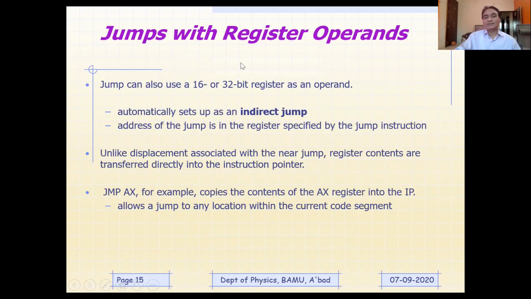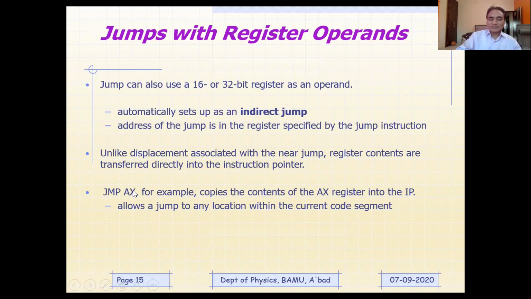Now in this particular instruction, the displacement address is not going to be explicitly given in the statement. It is going to be in the register. That is why it is called a jump with register operand. Like you can see the example, jump AX. What does it mean? It means that program execution would be transferred to that memory location whose address is in the AX register. This can be jump BX, jump CX, DX, whatever. So here the jump address is not given explicitly.